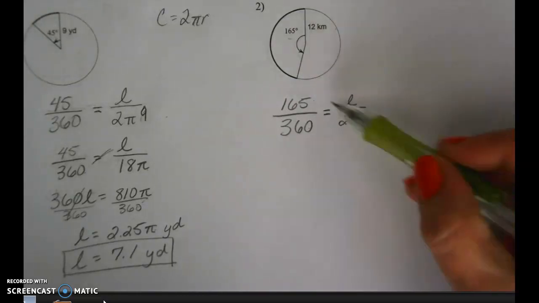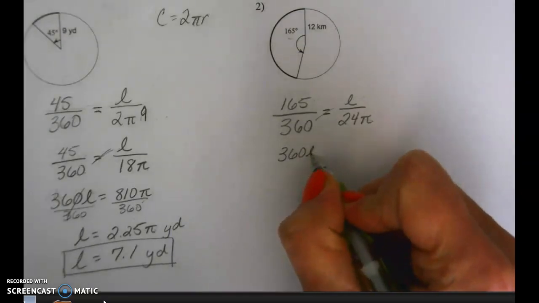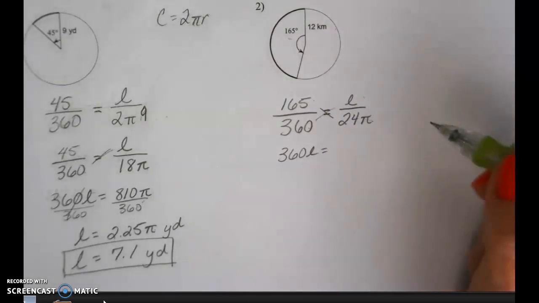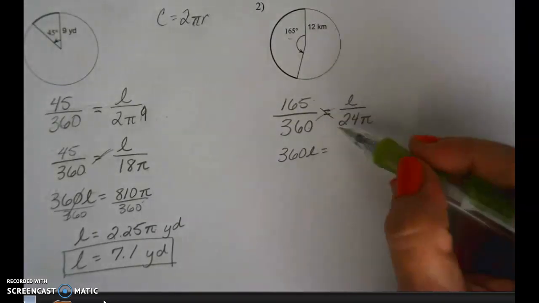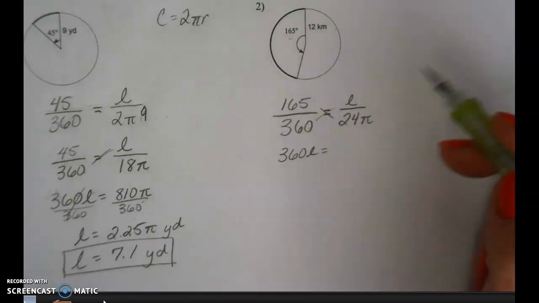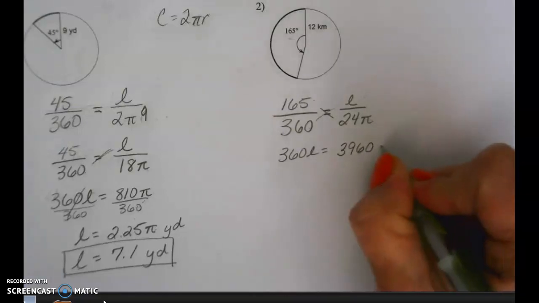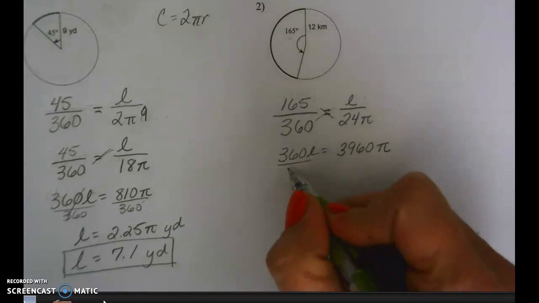All right, so then we're going to cross multiply. Again, it's always 360L, and I'm sure you're starting to see a pattern by now. We'll have 360 on this side. I've got to do 24 pi times 165. And again, I'm using my calculator to do 165 times 24, which is 3,960 pi.